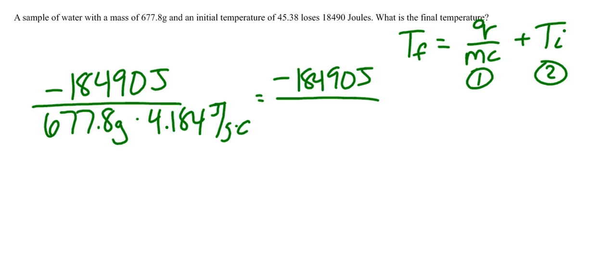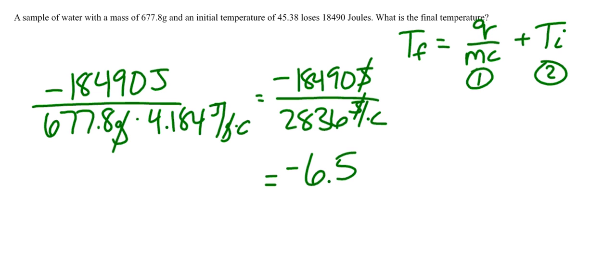And then when I do this, I should have 4 sig figs in my answer, which is going to be 2,836. My grams cancel out. Joule degree Celsius, my joules are going to cancel out here. My final answer ends up being a change of temperature of a negative 6.520.